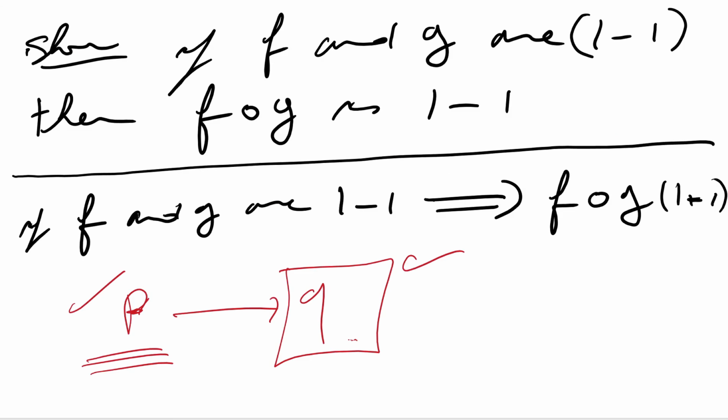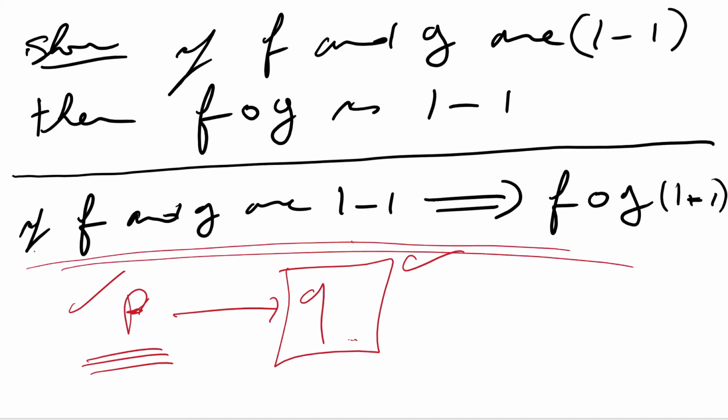So we say: show that if f and g are one-to-one functions, then f round g is one-to-one. If f and g are one-to-one, this implies f round g is one-to-one. So this is what we have to show basically. We assume that if these are one-to-one, then we have this.